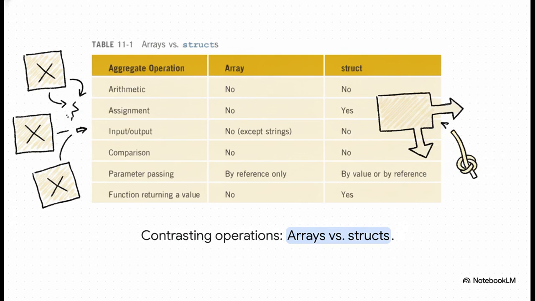Unlike arrays, which don't even let you do aggregate assignment, structs do allow aggregate assignment, and they can even be returned as a value directly from a function. Arrays simply cannot do that in standard C++.